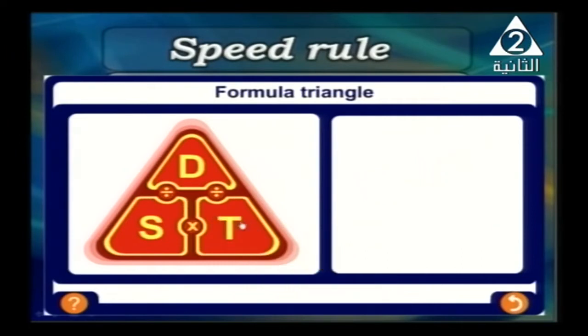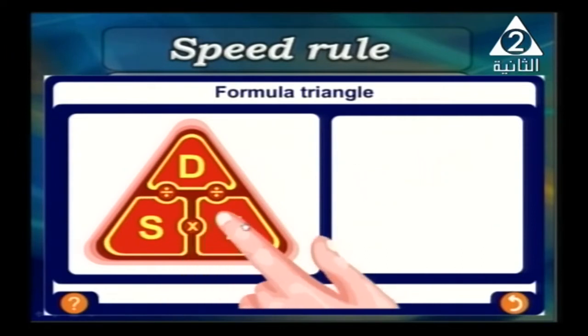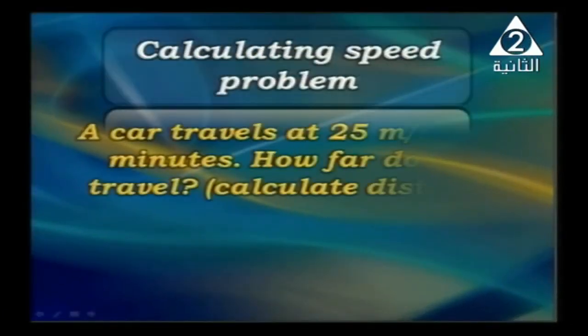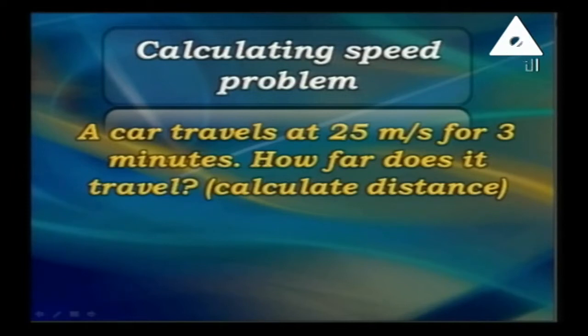So we have another thing like this. We have t again for the last time. T equals d divided by s. After that, we have the calculating the speed problem. We have a problem to apply this rule.